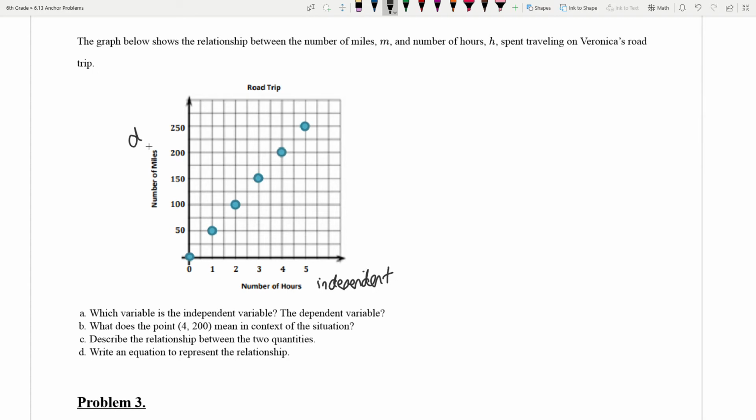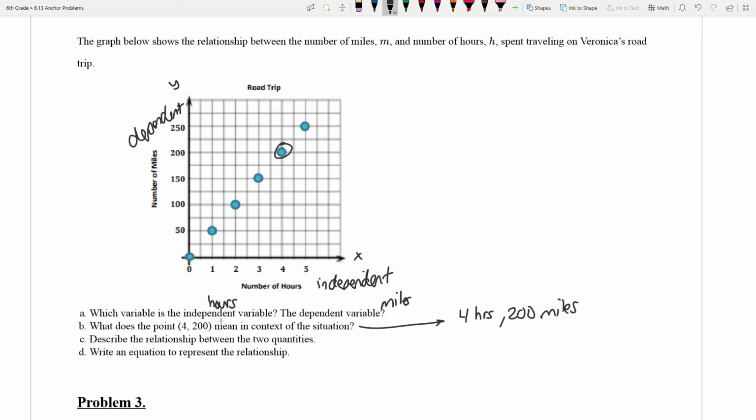The dependent is on the y. So, which variable is the independent? Hours. Which is the dependent? The number of miles. What does (4, 200) mean in the context of the situation? Well, 4 is your x, and 200 is your y. It's asking, what does this point mean? Well, it means in 4 hours, literally, pull it from the graph, you went 200 miles. Don't overthink it. That's all you need.